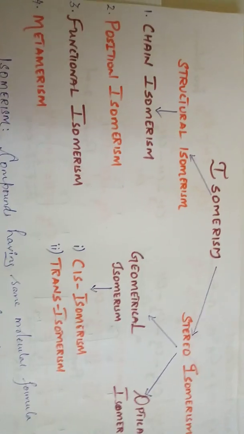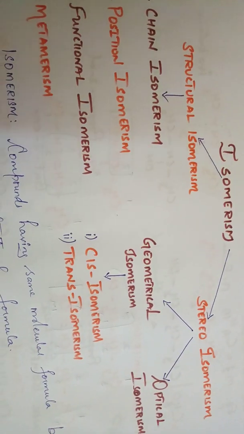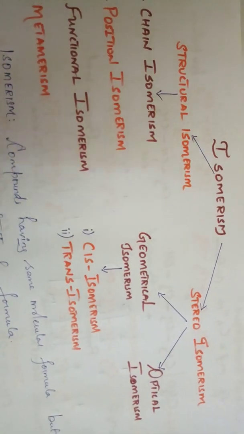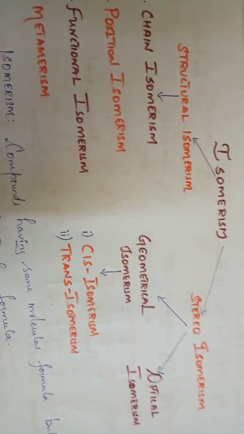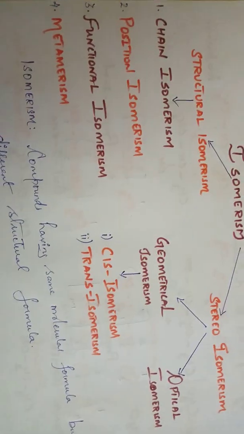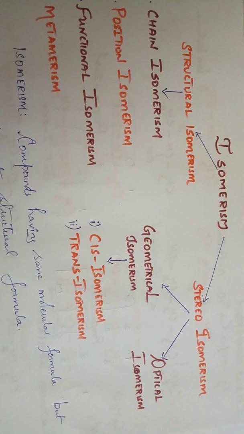And further we have tautomerism also, and keto-enol isomerism also. They are also isomerism types which can be included in particular chapters, but basically these are the common isomerisms exhibited in organic compounds.